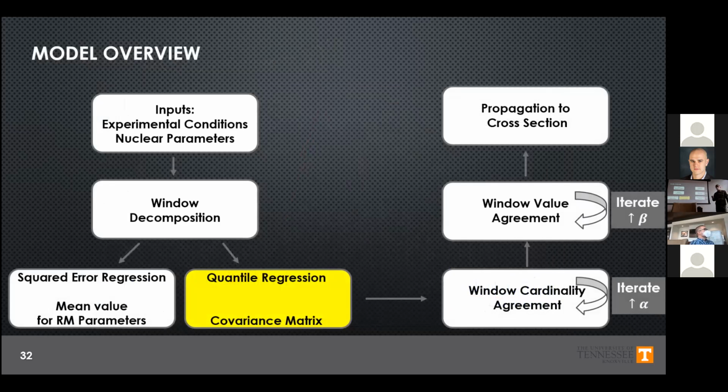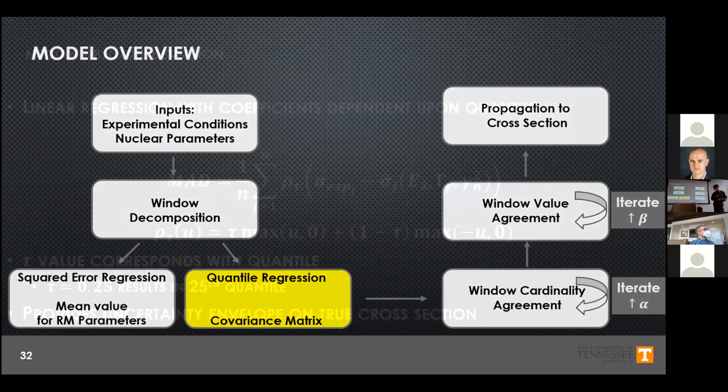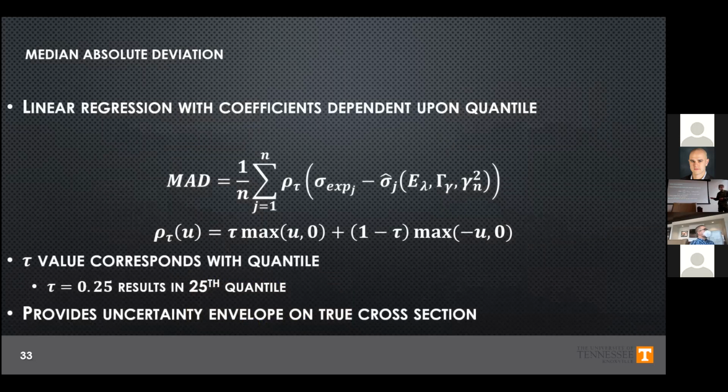So now we're able to get those mean values for each of those parameters, but how are we providing an uncertainty as well on those parameter values? This is where the quantile regression takes place. So now instead of doing that squared error fit, we're doing what's called the median absolute deviation. So now we have the linear term of the difference between our experimental and predicted cross-sections instead of it being squared, but we're putting it through what's called the check function.